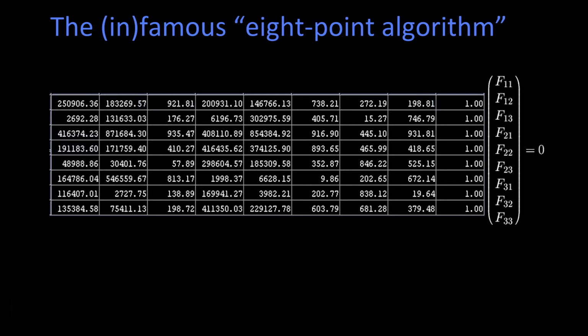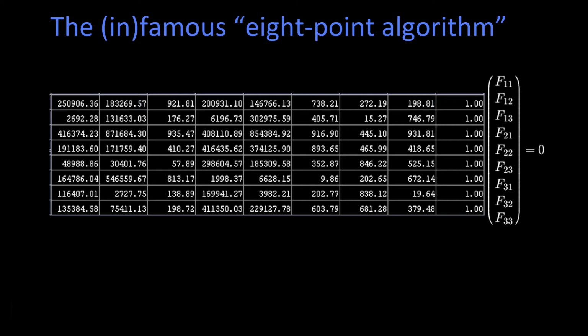Now, you might say, why can I do with just 8 equations? I've got 9 unknowns. Well, remember, p F p prime equals 0. I can scale the F any way I want, which means, for example, I could set that last value to a 1. Not a very good way of doing things, but it does mean that if you gave me just 8 points, I'd have 8 equations, and because I set the last one to 1, I would have 8 unknowns, and I'd be able to solve it.